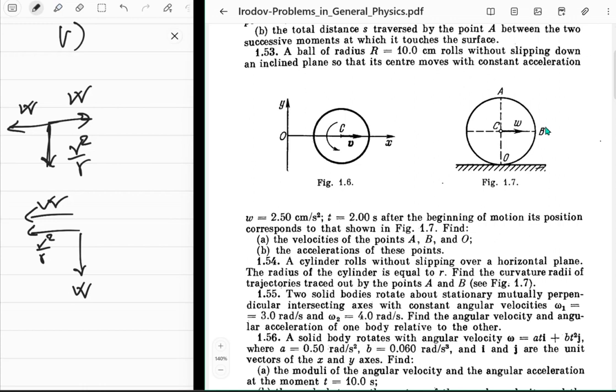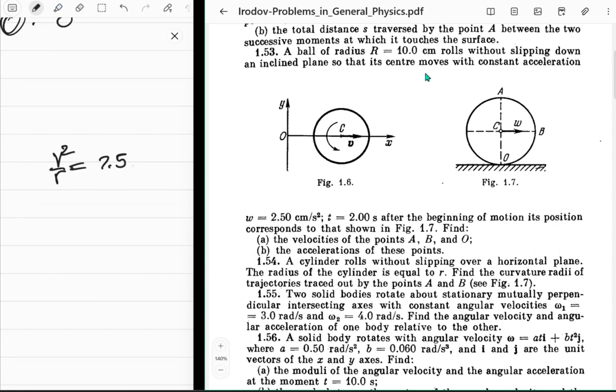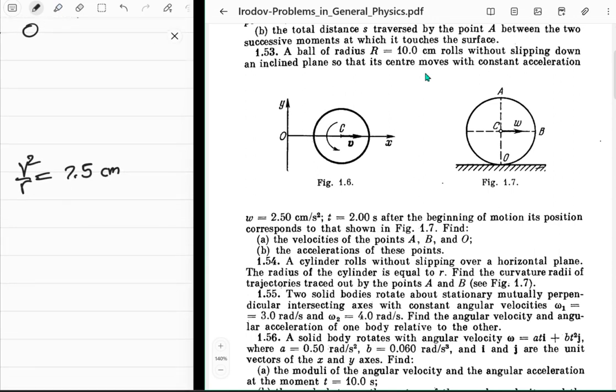Let's do it. Fine. What's V squared upon R? What's V first of all? 5 centimeter per second. So 5 centimeters squared per second squared, upon R. R is 10 centimeter. So it's 25 upon 10, right? So 2.5 centimeter per second squared.